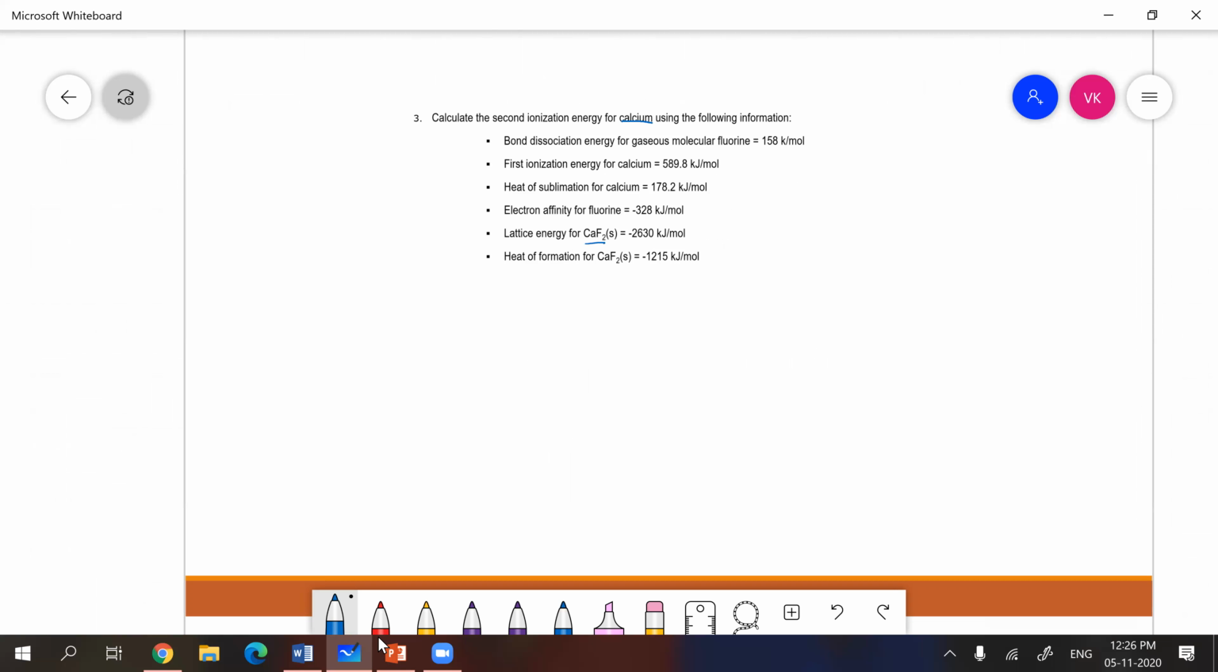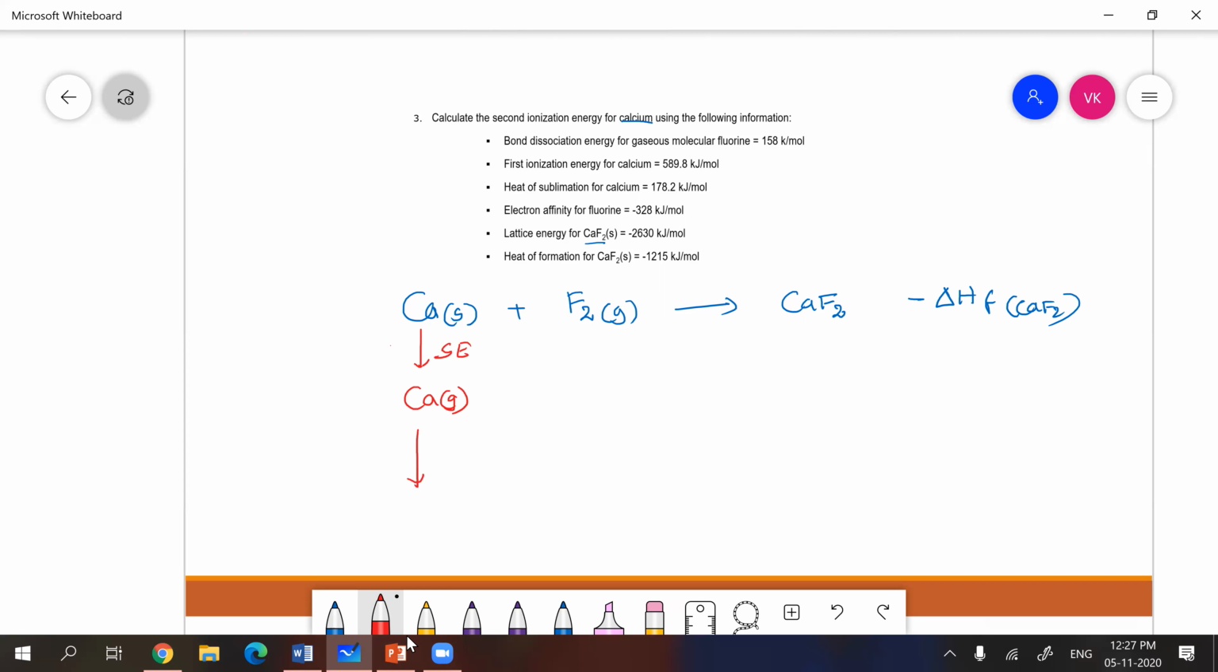Okay. Calcium in elemental form means solid metal, and fluorine is gas. 1 mole of fluorine we need, and 1 mole of calcium fluoride is forming. During this formation, the heat released is called enthalpy of formation of calcium fluoride. Okay, this should be a negative value. Now write the Born-Haber cycle for this. First, it has to be converted into gas. So here it needs energy, which is called sublimation energy. Then it's a positive value.